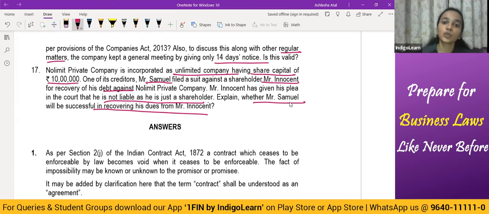So, though the liability of members in an unlimited company is unlimited, it is only at the time of winding up of the company, when the official liquidator calls in for the amount, that the shareholders have to pay the amount which they are liable to pay. So in the situation, Mr. Samuel cannot file a suit only against Mr. Innocent, being a particular shareholder of the company. Now, this act of Mr. Samuel is not valid, is not correct. So let's have a look at the answer.